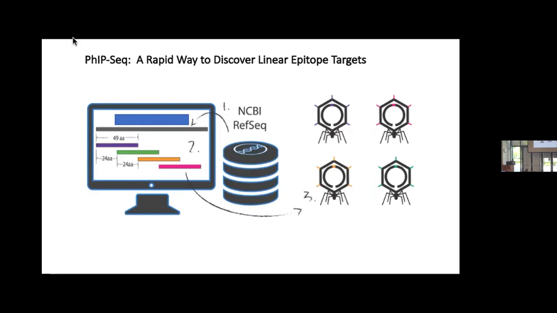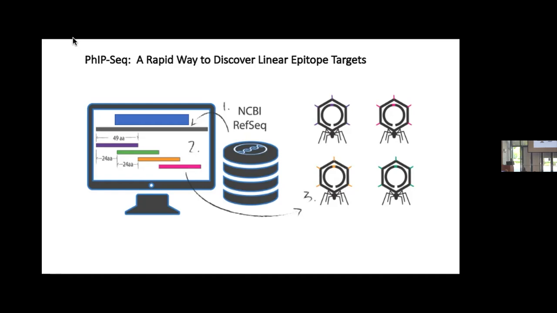The process for doing PhIP-Seq is relatively straightforward. One identifies a proteome of interest against which one is interested in looking at serological responses. So the starting point is typically NCBI. You download some sequences from RefSeq. The proteins in that proteome are then broken down into sets of overlapping peptides, and both the length of the peptides and the degree of overlap of the peptides are parameters that can be varied.